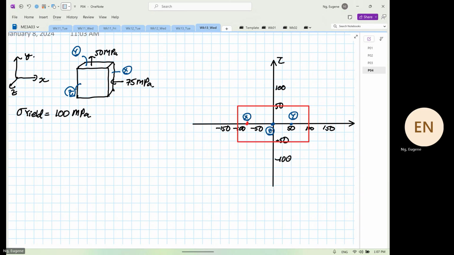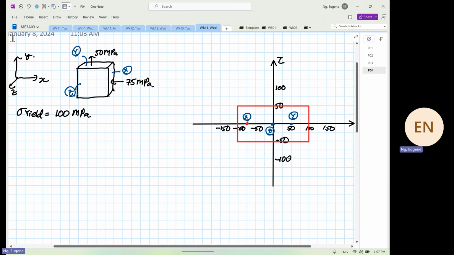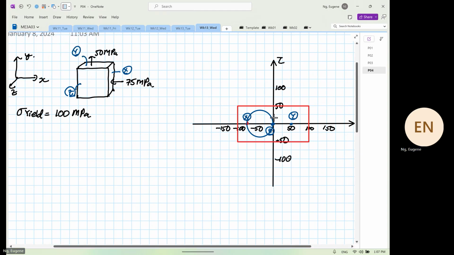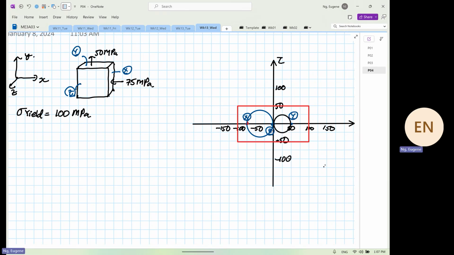So if we draw the circle for the XZ plane, it looks good. Yes or no? We are within the box. If we draw the circle for the YZ plane, it seems fine. However, we have another circle, which is on the XY plane. So now we sketch our circle on the XY plane.